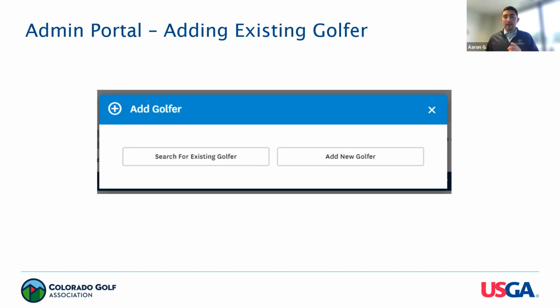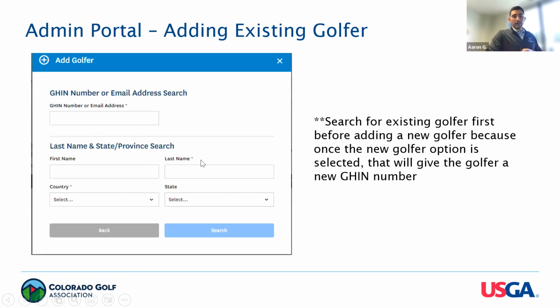All right, so I always recommend clicking the search for existing golfer first before adding any new golfer second. So always clicking this one first. If you don't find anything, clicking this second. Okay, so let's talk about this first option. When you click search for existing member, you will get this screen here.